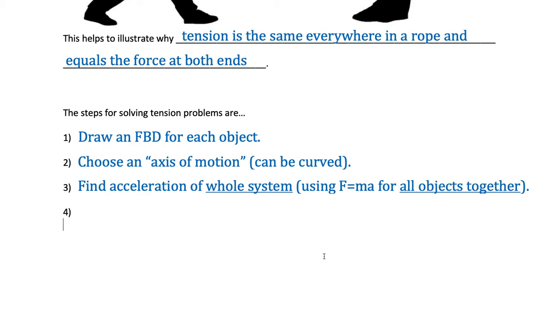And the final step is to find the tension in the rope or the string. And to do this, again, we're going to use F equals ma, but we're going to apply it to a single object rather than to the whole problem at once. Now, again, these steps might seem a little odd or confusing right now. Once we use them in a problem, it should be a little bit more clear. So let's jump into a problem.